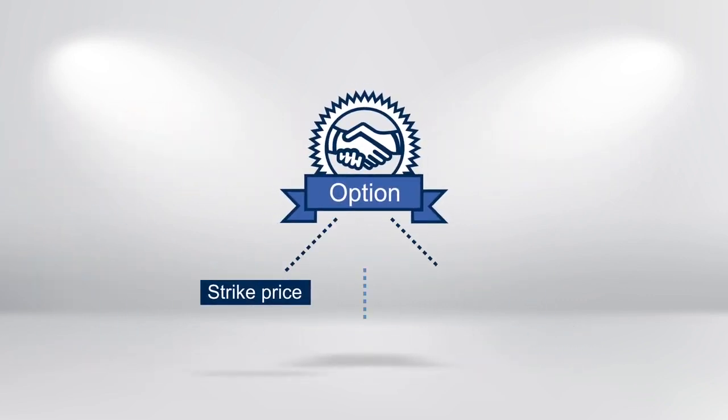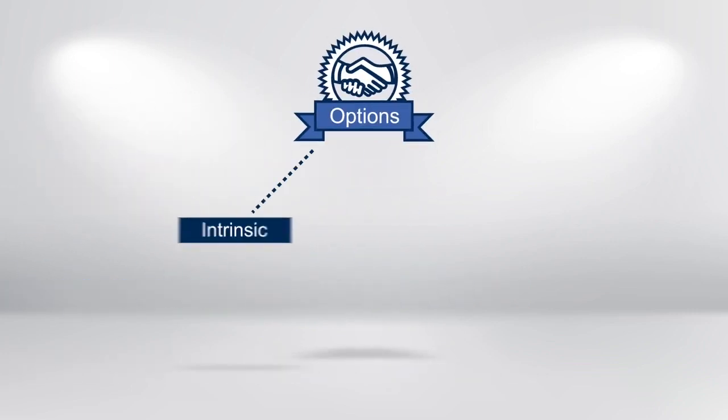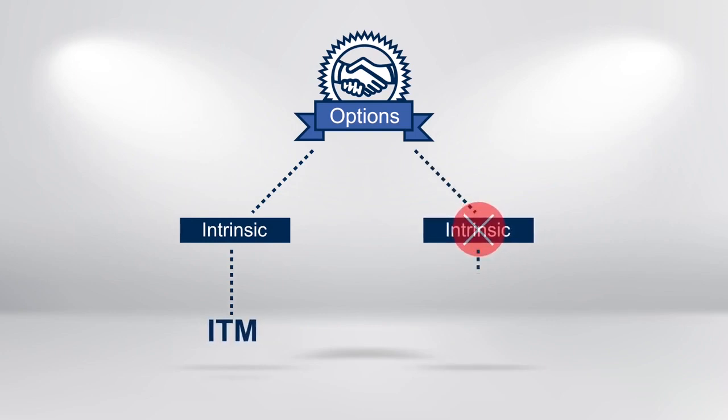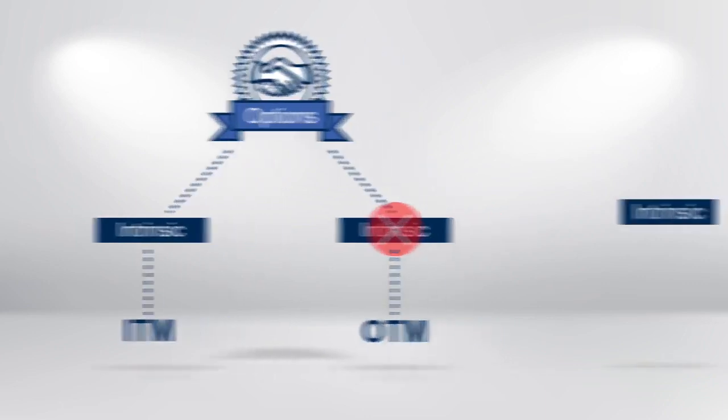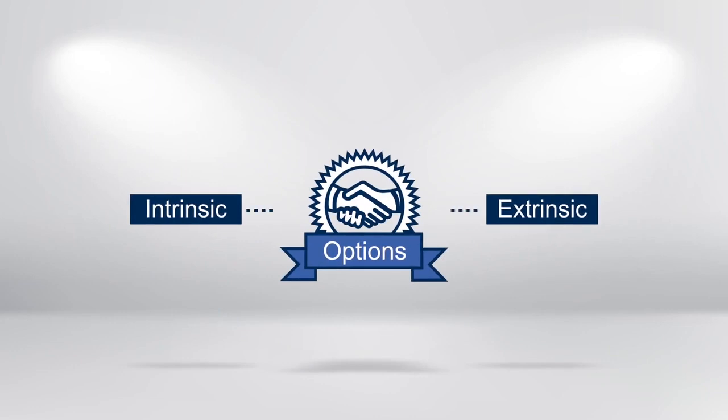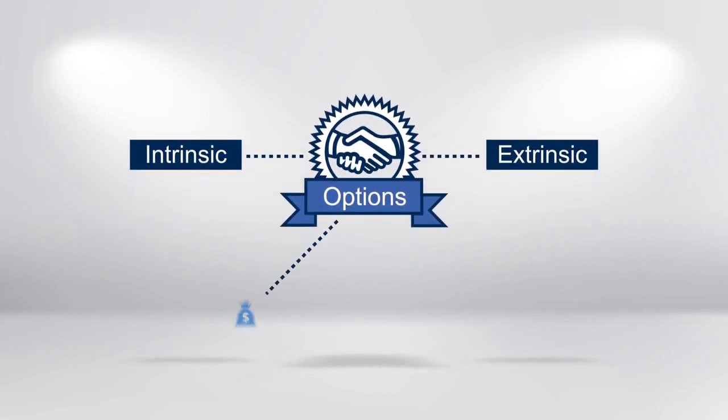Moneyness refers to how close a strike price is to the stock price. In the money options have embedded intrinsic value, while at the money may have little intrinsic value. Out of the money options have none. Understanding how options value works could be the difference between making and losing money.